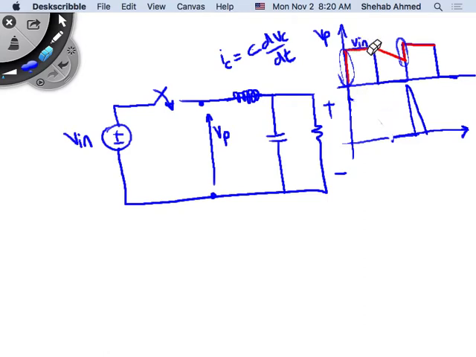Because here this is flat, right? So there's no dV, there's no current actually. Where does the current occur? Only at the transit, whenever dV is changing, right? So whenever the voltage is changing, only during this part. So I have huge current spikes only during these times here, and then it's zero, right?